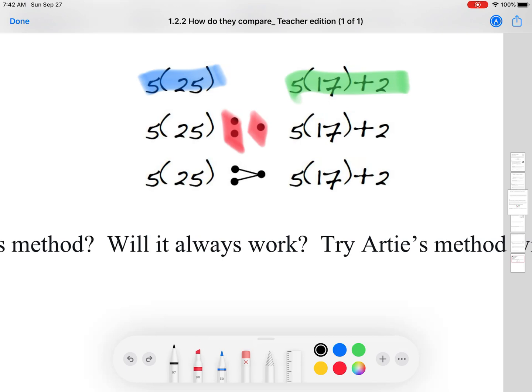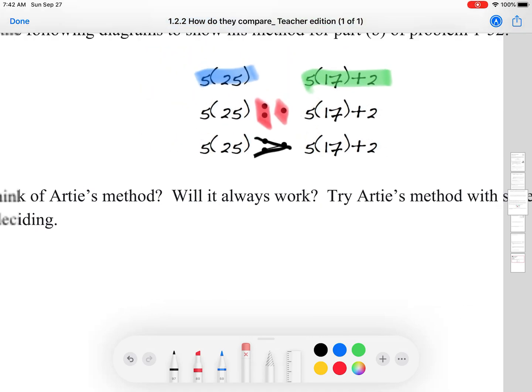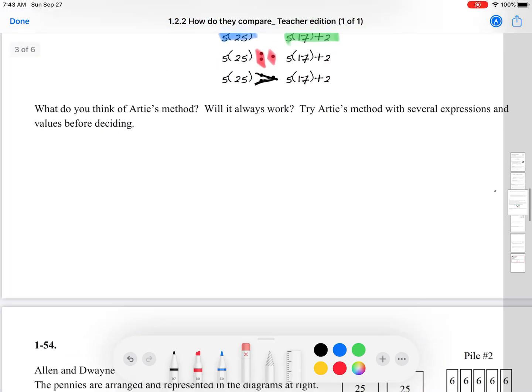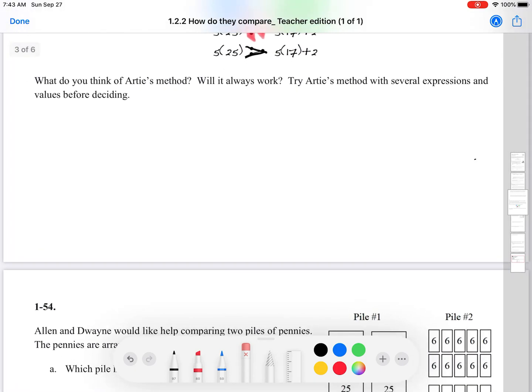And so what does that create? That creates the greater than symbol, right? The greater than symbol, meaning that 5 groups of 25 is larger than the 5 groups of 17 plus 2. What do you think of his method? Will it always work? Try Artie's method with several expressions and values before deciding.